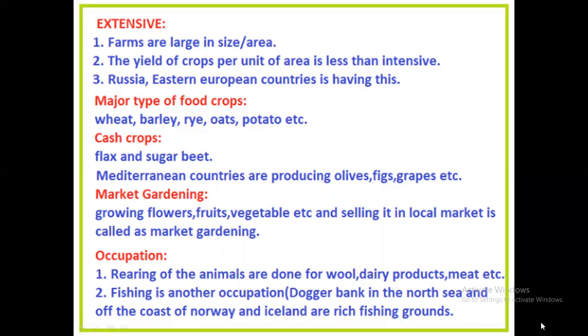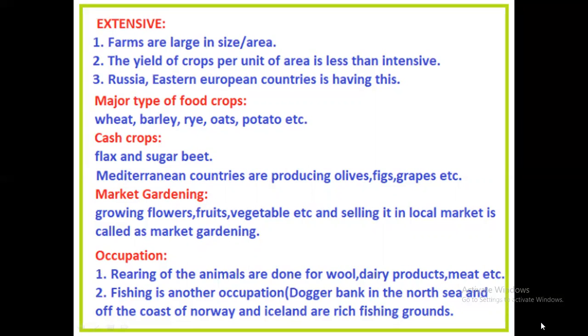Next are major types of food crops. Now let's have a look at what different types of food crops are grown in this continent. They are wheat, barley, rye, oats, potato, etc. The major types of crops are written in the slide, from wheat till potatoes, etc.